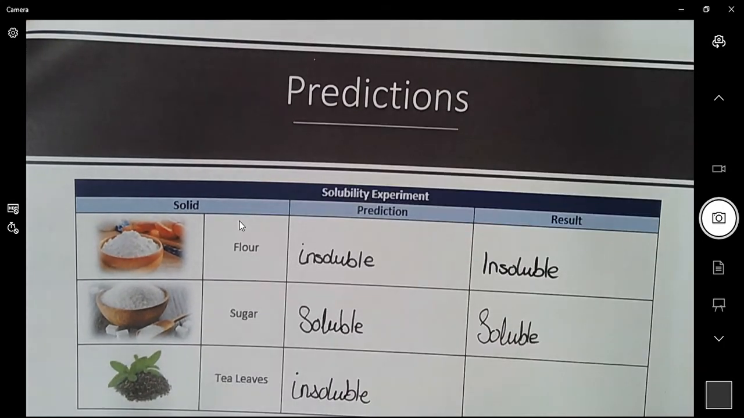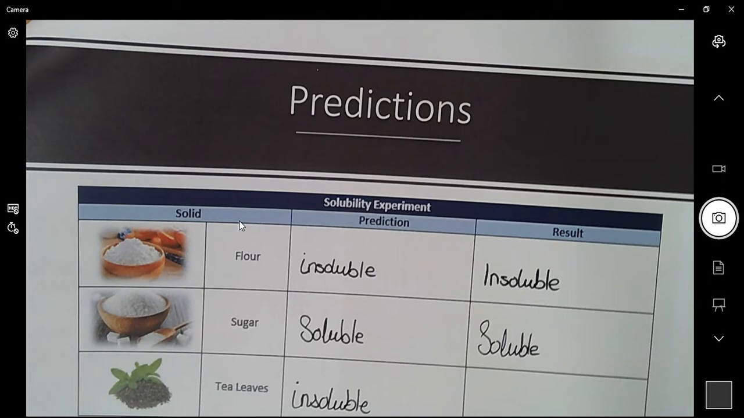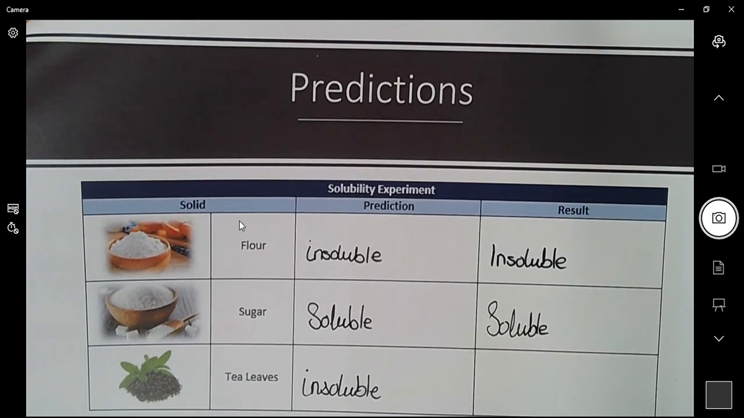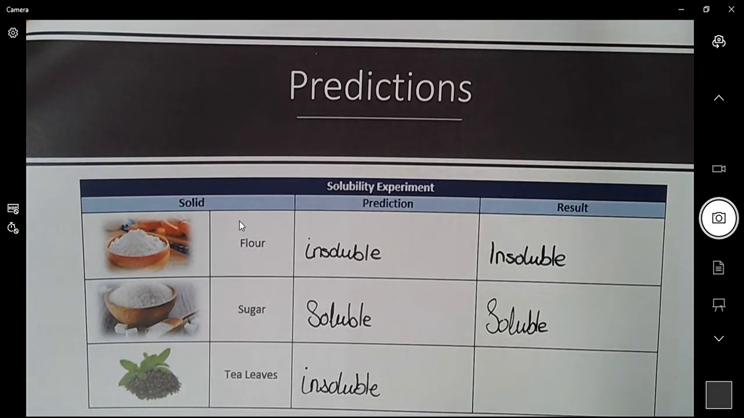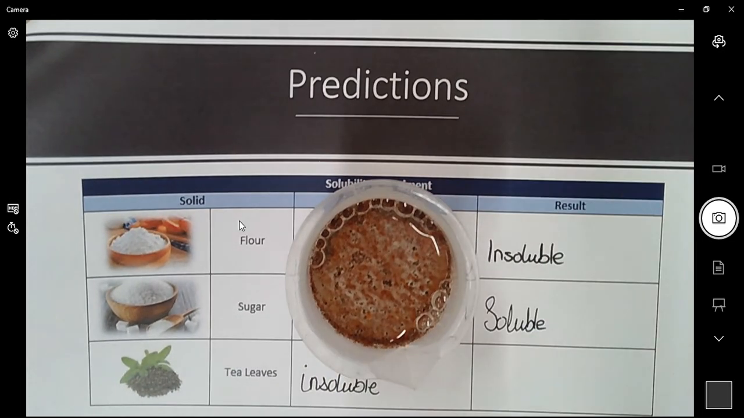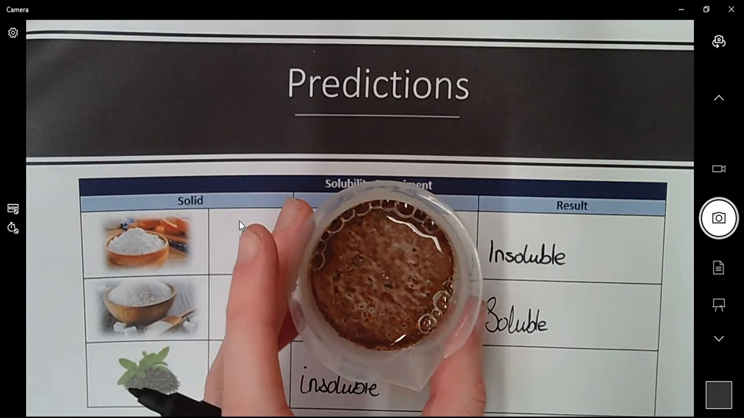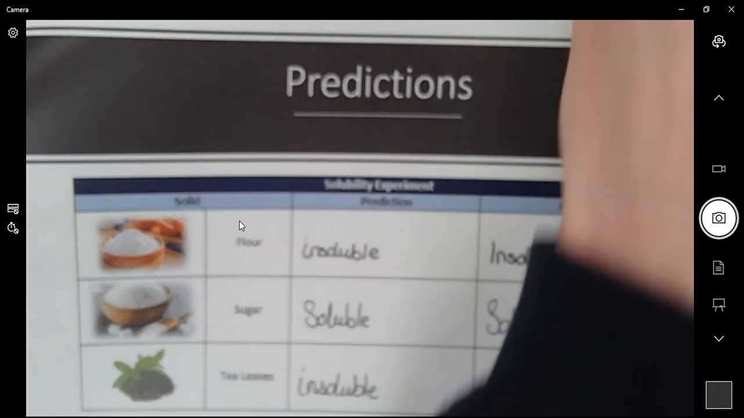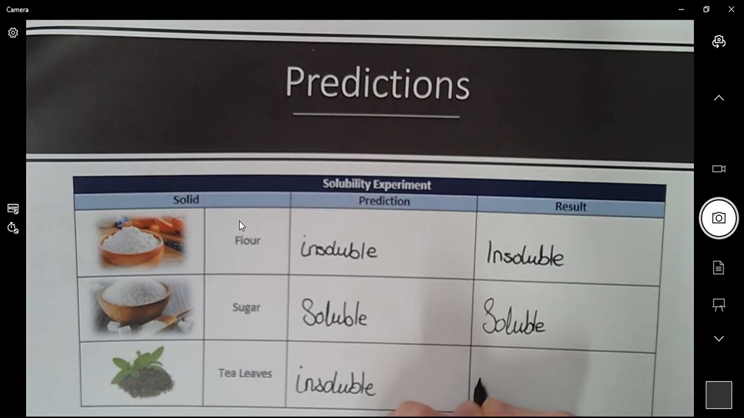Now, Limerick, you know that Mr. Murphy is quite often incorrect in his predictions in science because experiments don't always go as planned, but so far he's doing quite well. And finally, there's my tea. That is definitely insoluble. I can't see through that at all. It's not transparent.